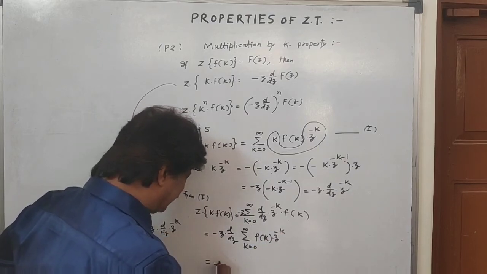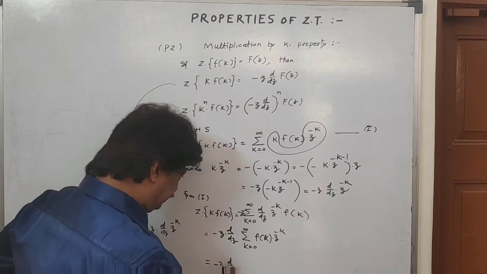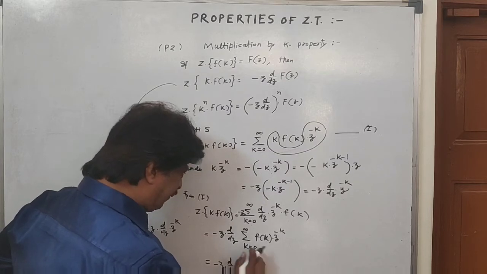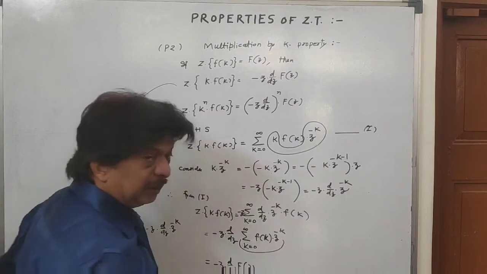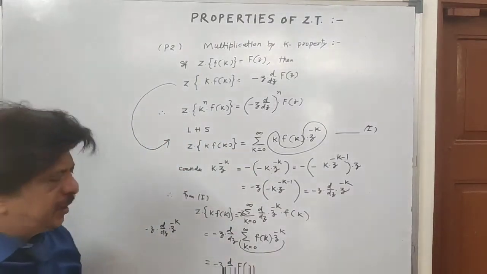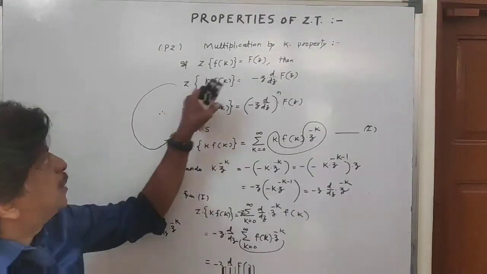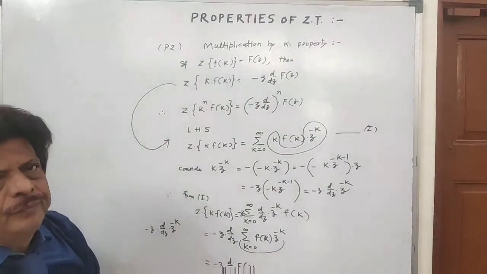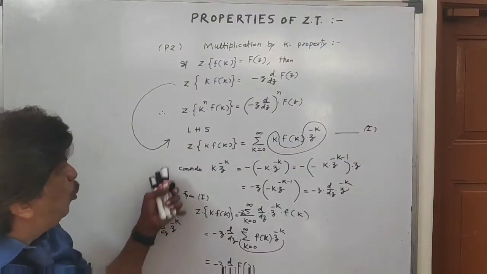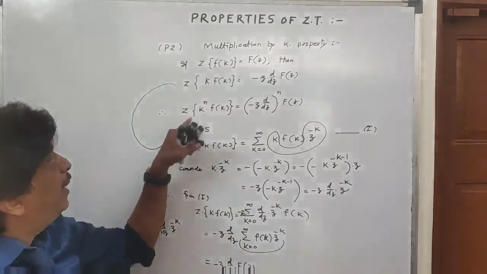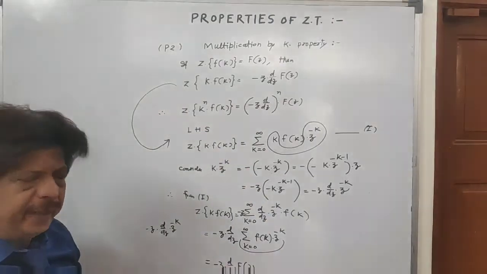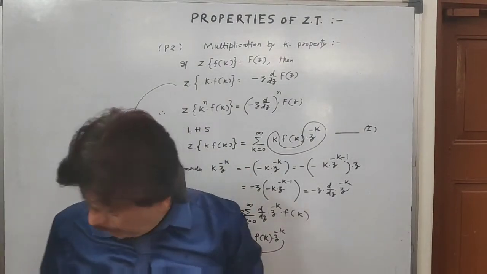So that is finally equal to minus z into d by dz of, and this is nothing but the z transform of the sequence f of k, which is f of z. So I have proved this. Similarly, we can prove multiplication by k square, k cube, and in general k raised to power n. Third property.